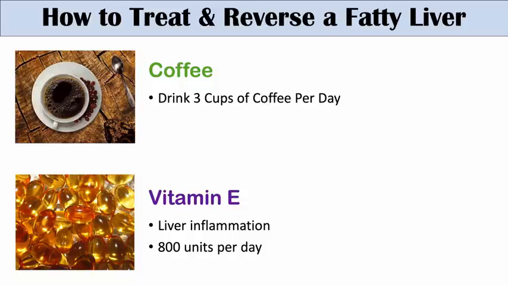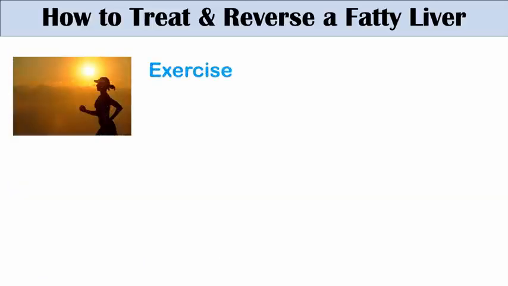So again, coffee consumption, drink 3 cups of coffee per day, and vitamin E supplementation, especially if there's signs of liver inflammation, so increased liver enzymes, those types of findings. Exercise is also very important for treating and reversing a fatty liver, particularly aerobic exercises, so running and swimming, and even resistance training, so weightlifting. So these can go along with the weight loss as well.